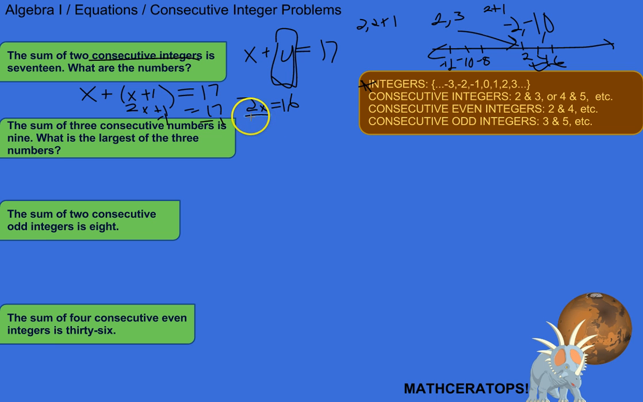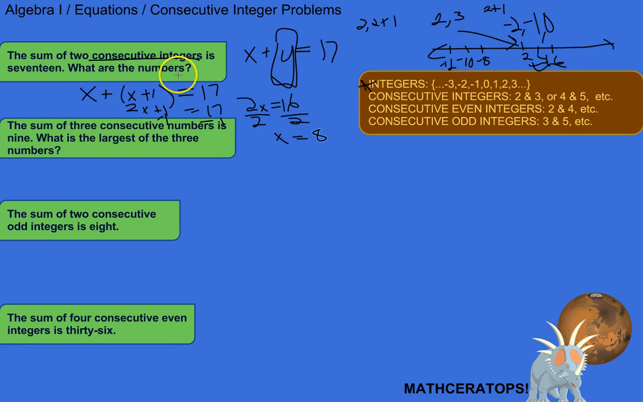And x is being multiplied by 2, so we're going to divide by 2. Got to do that to both sides to keep the equation balanced. So x is 8. So that's our starting number.